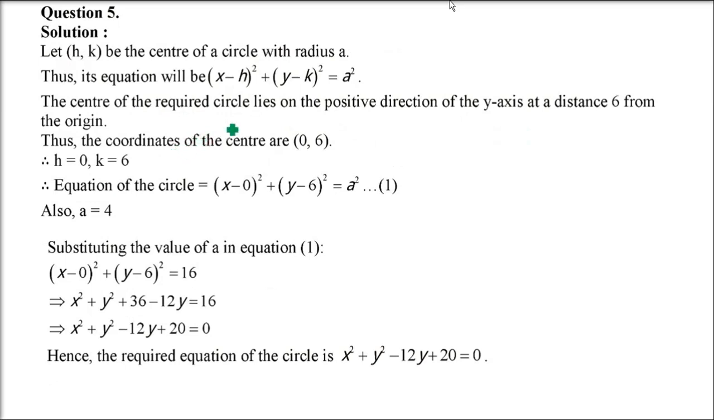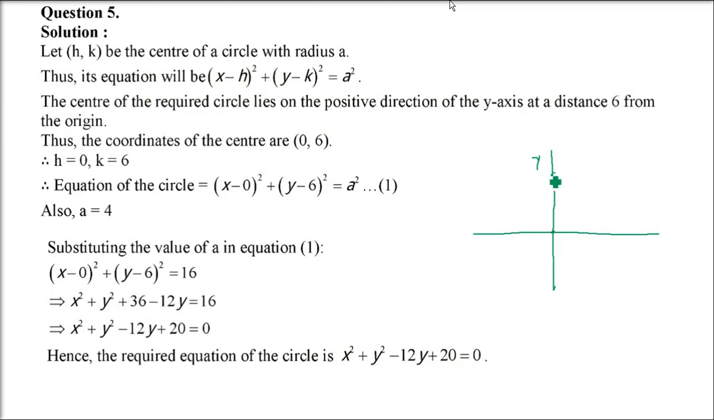This is question number 5. Find the equation of the circle whose center lies on the positive direction of y-axis at a distance 6 from the origin and whose radius is 4. So in the question itself, it's clearly given in the words. That is, the center lies on the positive direction of y-axis at a distance of 6 from the origin.